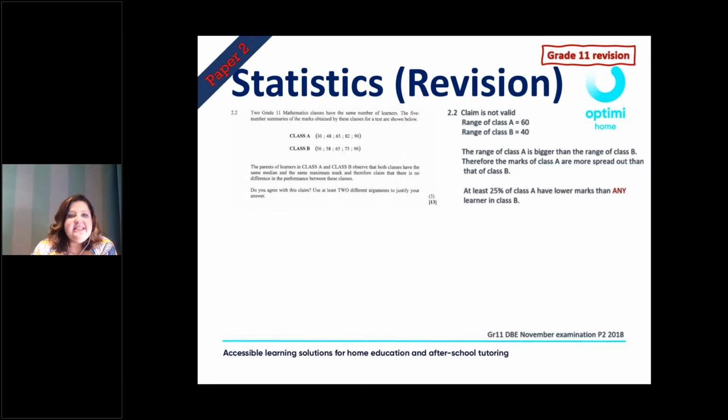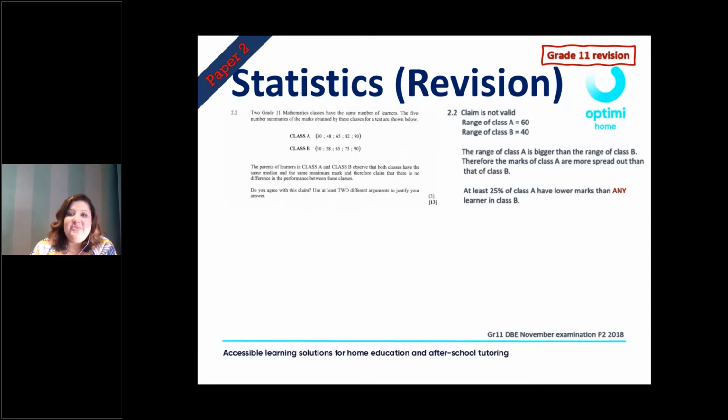If I look at the data also given to me, my lower quartile, which is 48 in class A, is less than my minimum value of class B. It means that 25%, so a quarter of the class in class A, performed weaker than the lowest mark in class B. So there were actually a quarter of the students that got less than the child that got the least in class B.